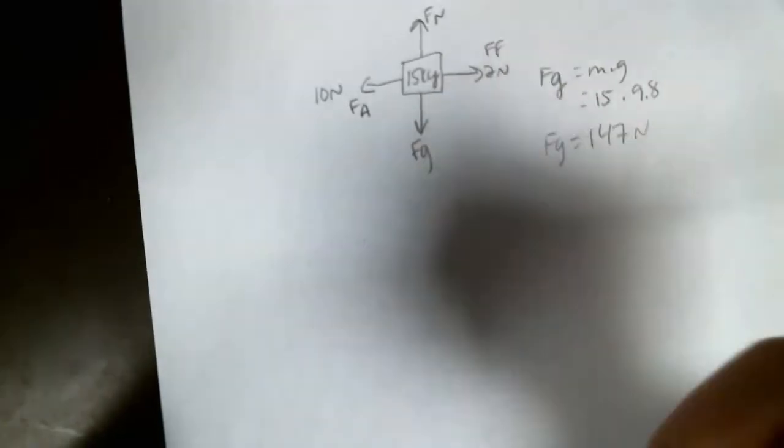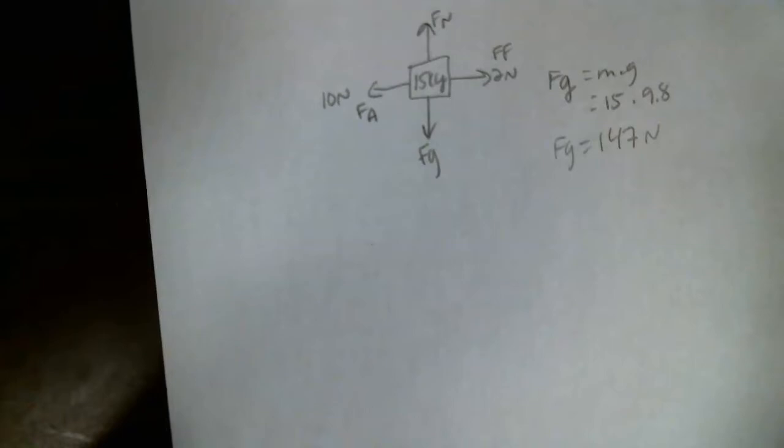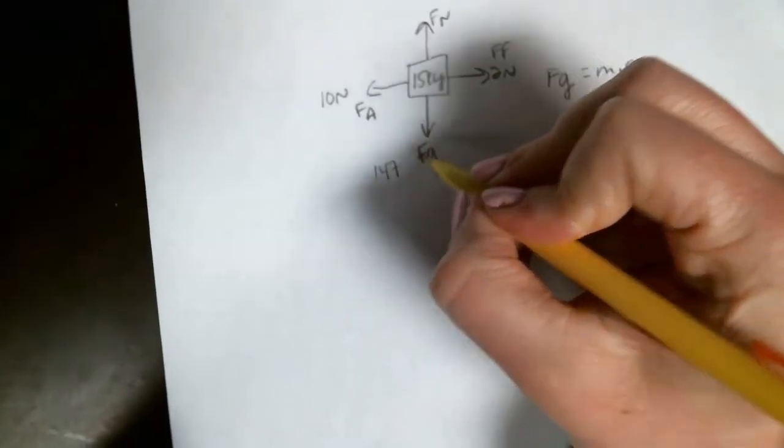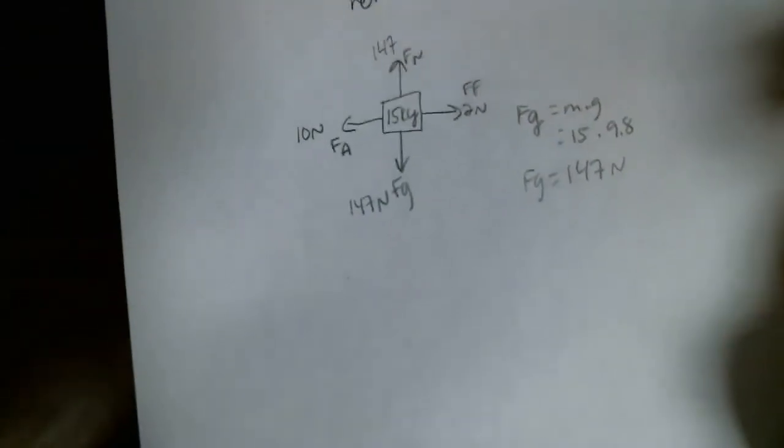And again, that's going to be newtons. So I could fill in 147 for my Fg. And then normal force is always going to be equal and opposite. Okay, so now I've got kind of all my forces filled in, and now I can do some additional math. This is like the last question from our review. We can calculate the acceleration of this object.